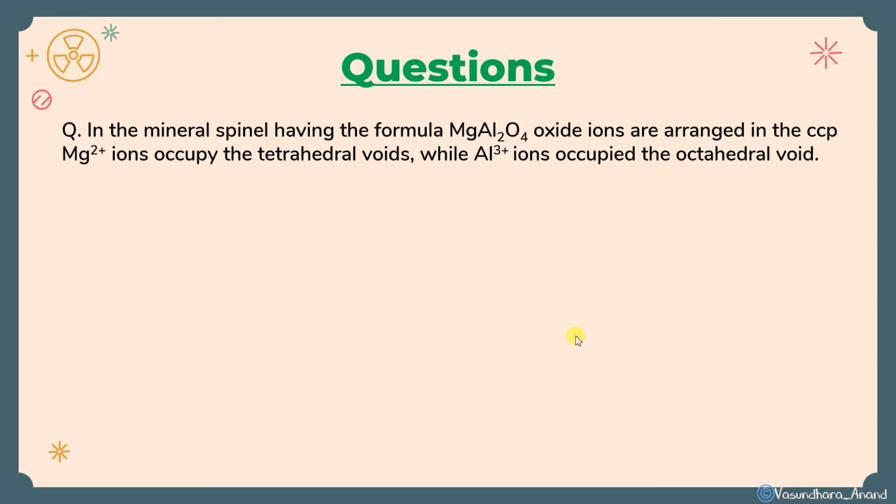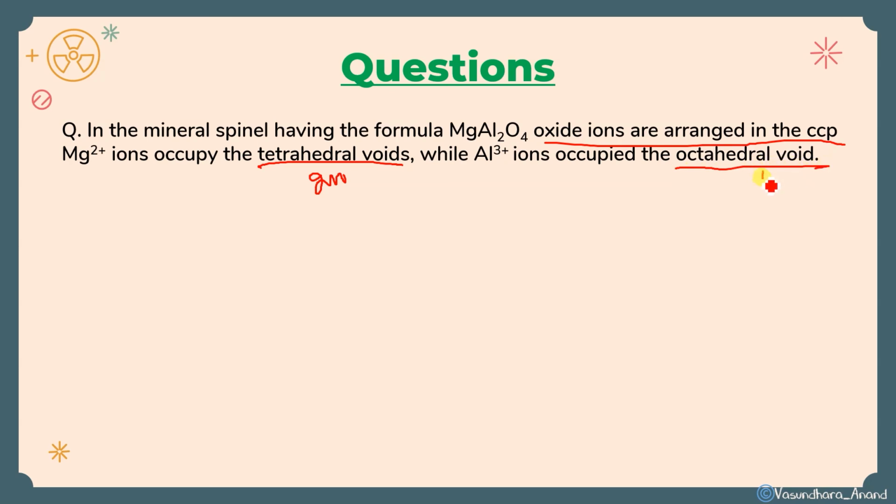Okay. So now the next question is, in a mineral spinel having the formula MgAl2O4, understand this question carefully. In MgAl2O4, the oxide ions are present at the CCP. That means no issue, they will be N, okay? And Mg plus 2 ions occupy the tetrahedral voids. So the tetrahedral voids will be 2N, isn't it? It will be 2N, or you can say 8. And Al plus 3 ions occupy the octahedral voids. That means it will be N, or you can say 4.